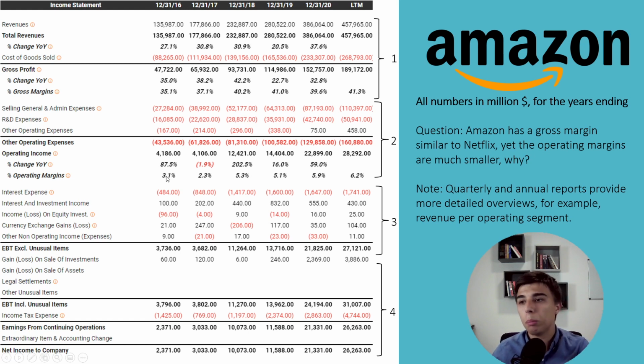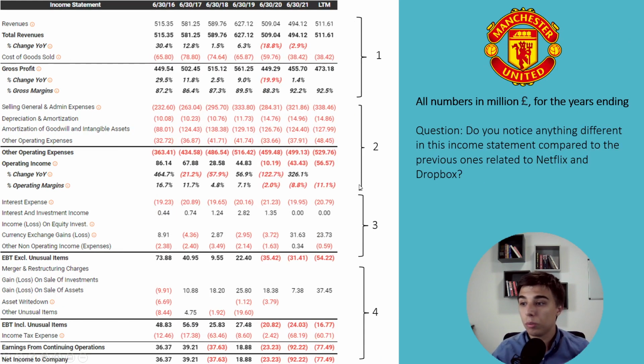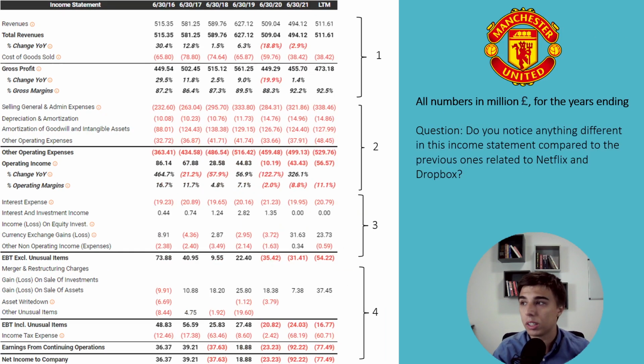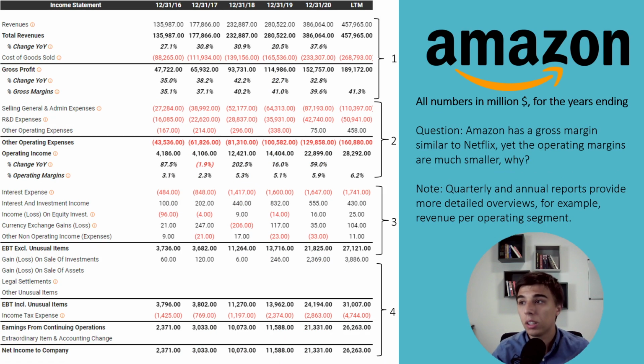But it's good to keep in mind that comparing margins when companies are in different industries might give us a different feeling for the company. I mean, it would be unfair to say that Amazon is a bad company because their operating margin is 6%, compared to, let's say, maybe Dropbox that has a margin of 13%, or Netflix that has a margin of 23%. In fact, Amazon is doing extremely well. Going from 3% to 6% is actually a huge amount of operating income.